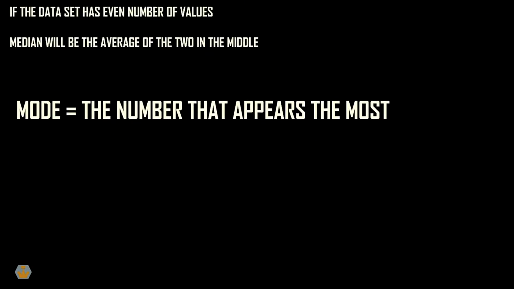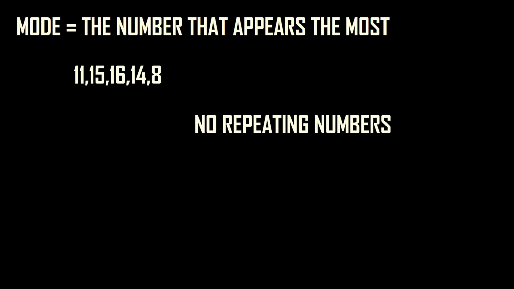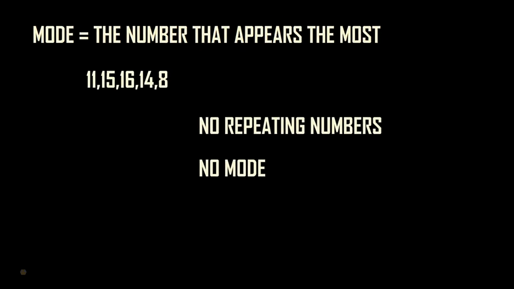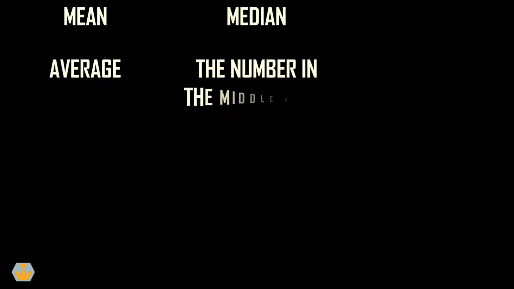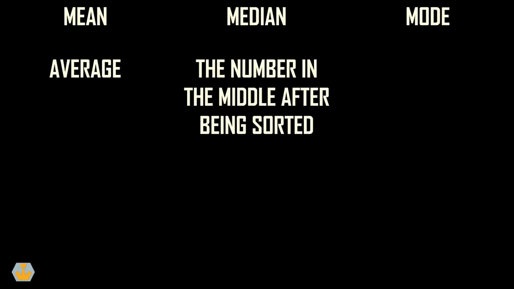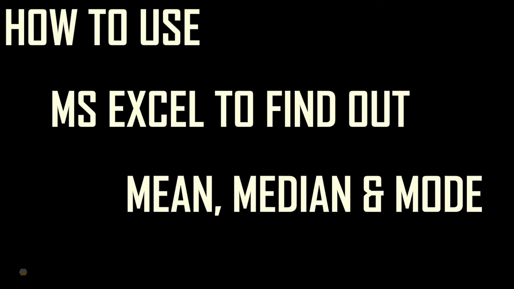And lastly, mode is the number that shows up the most in the data. In this data set, we have no repetition, so there will be no mode. Easy. One is average, the other is the number in the middle in chronological order, and the last one is the number we see the most. Now let's find out how we can use Microsoft Excel to find mean, median, and mode of any data.